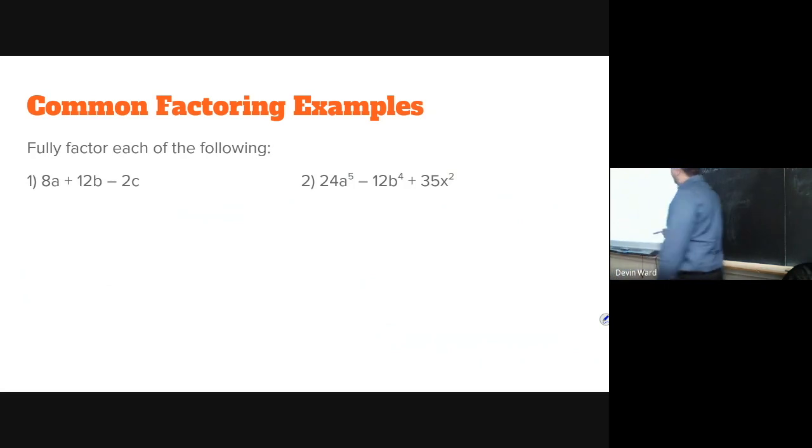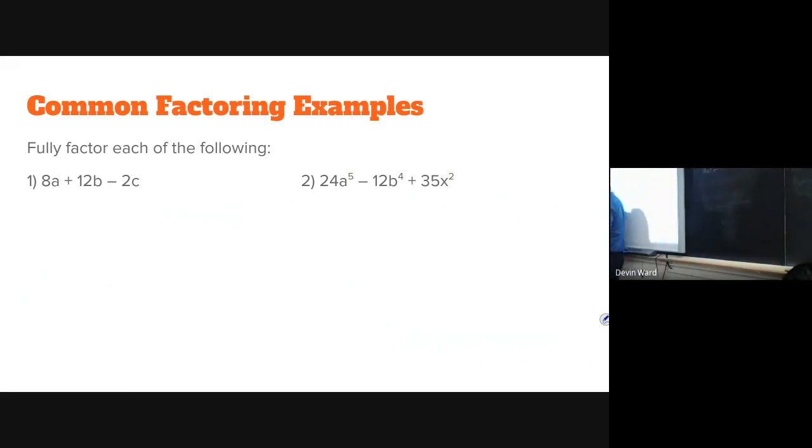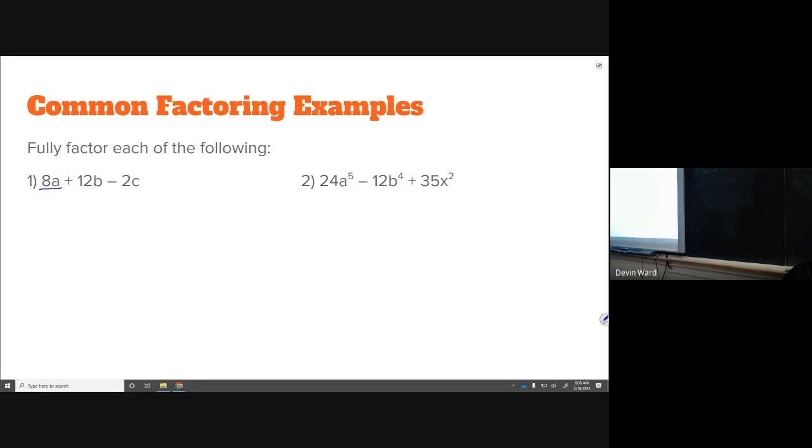So number 1, we have 8a plus 12b minus 2c. First, let's check to see if there's a number that can divide into each term. 2, perfect. They're all even numbers, so we can divide 2 into all of them. So what you do is just kind of do a line to show that's divided by 2, and divide this one by 2, and divide that one by 2. So we divide all of them by the same number.